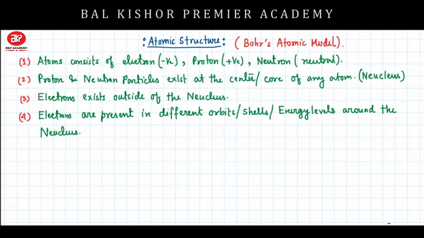So here we can see that the electrons are existing in different orbits outside the nucleus, and these orbits are also called shells, or energy levels. This terminology, energy levels, is very important for semiconductor devices. That means electrons are existing at different energy levels around the nucleus, and these energy levels are also called orbits, or shells. So let us see the structure of the atom.